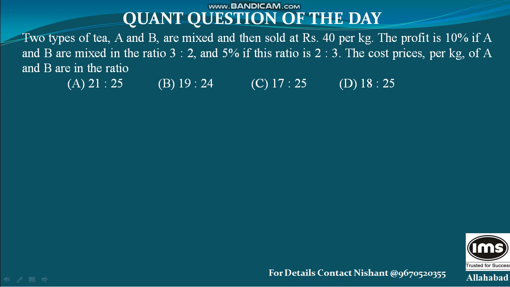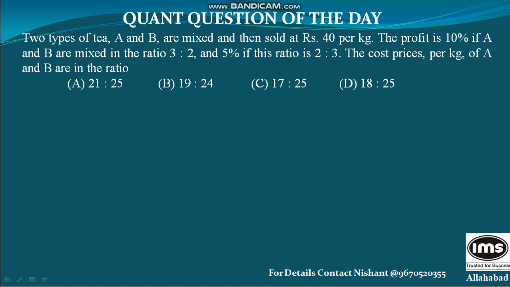We have taken this question from CAT 2018. It says, two types of tea A and B are mixed and then sold at rupees 40 per kg. The profit is 10% if A and B are mixed in the ratio 3 is to 2, and 5% if this ratio is 2 is to 3. The cost prices per kg of A and B are in the ratio.